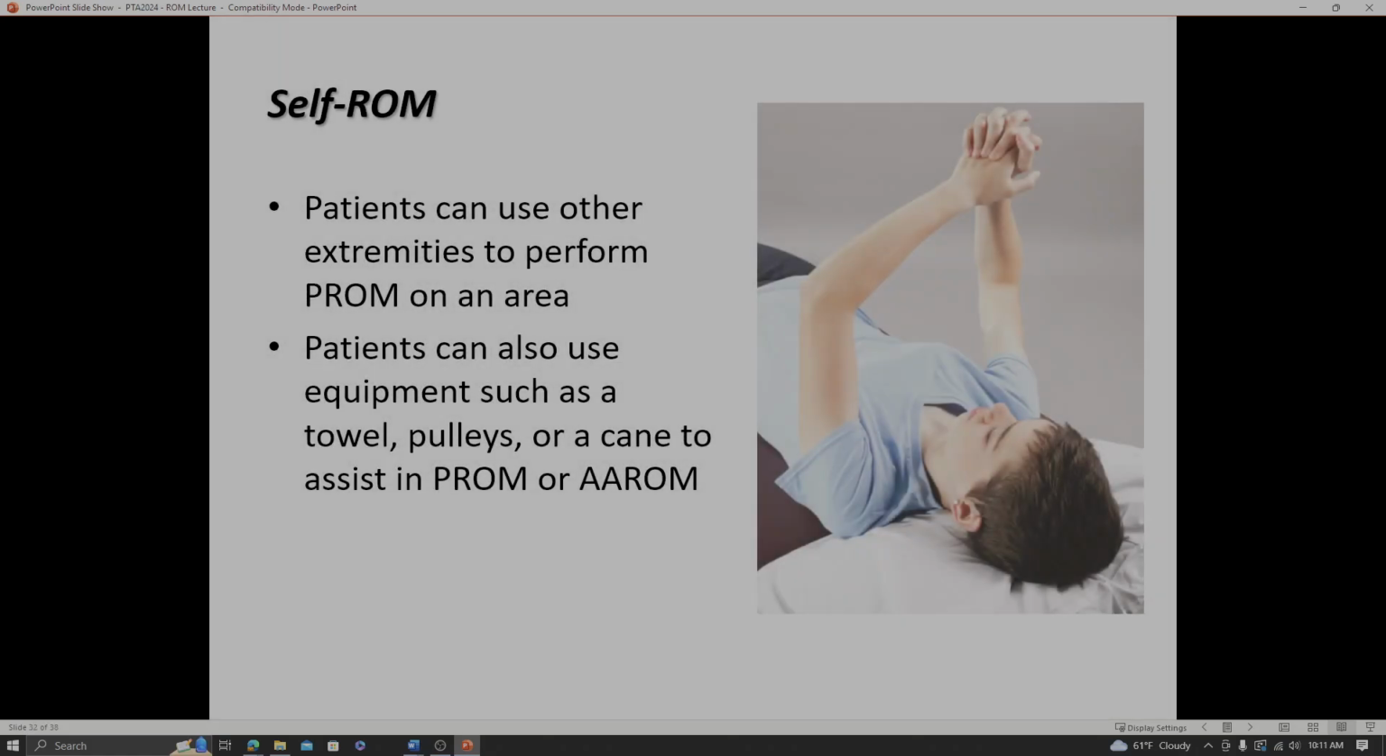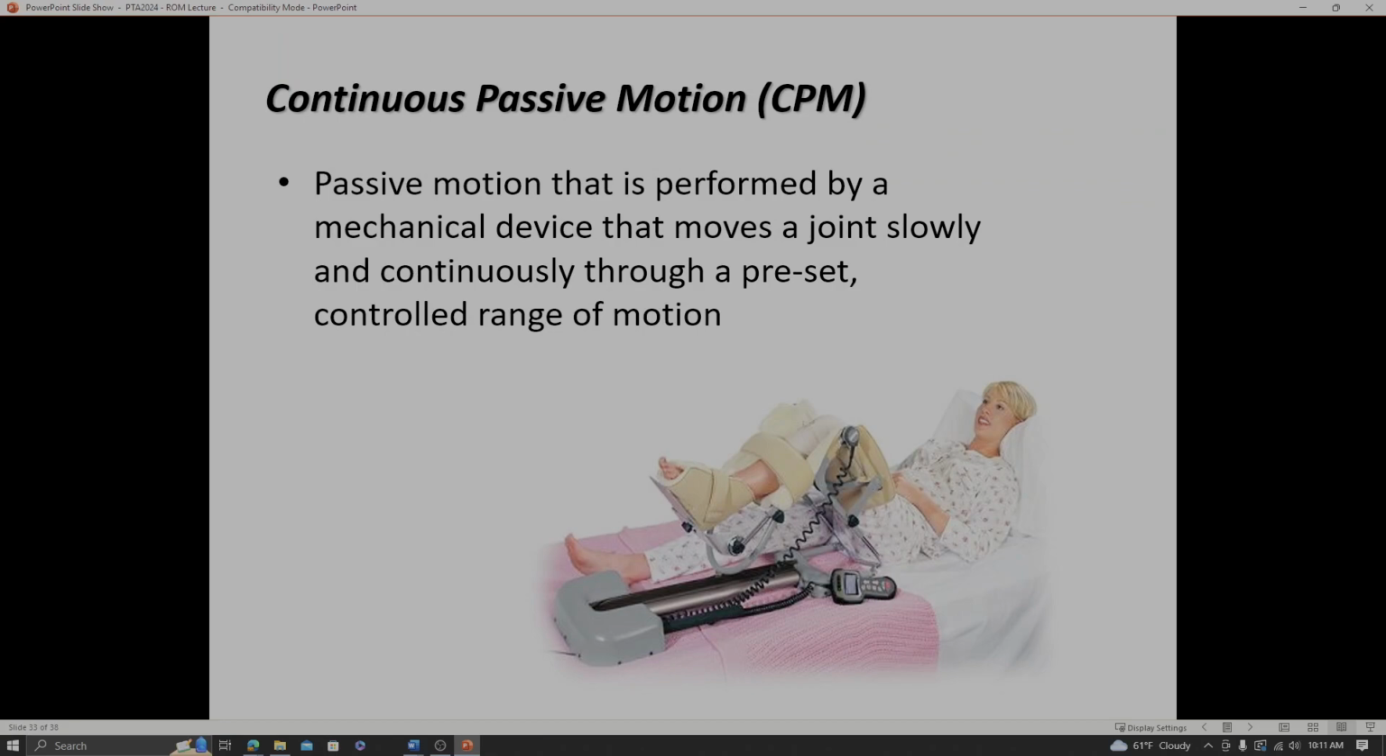Self range of motion makes sense, right? Patients can use other extremities to perform passive range of motion, or they can use things like towels and pulleys and canes to do passive or active assistive range of motion. That's going to constitute a lot of your HEP work.